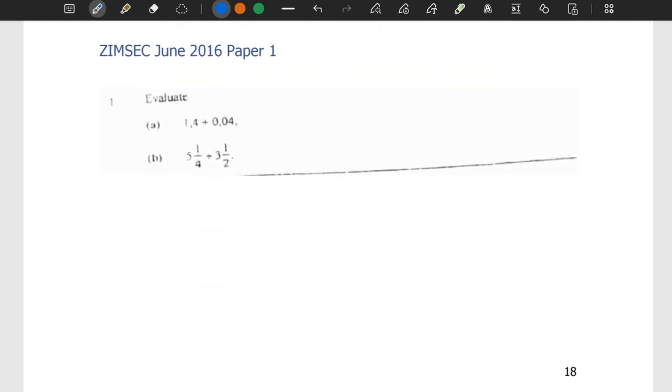Great. And then the next question is from June 2016, paper 1. It says, evaluate 1.4 plus 0.04. So 1.4 plus 0.04, that's going to be 1.44.